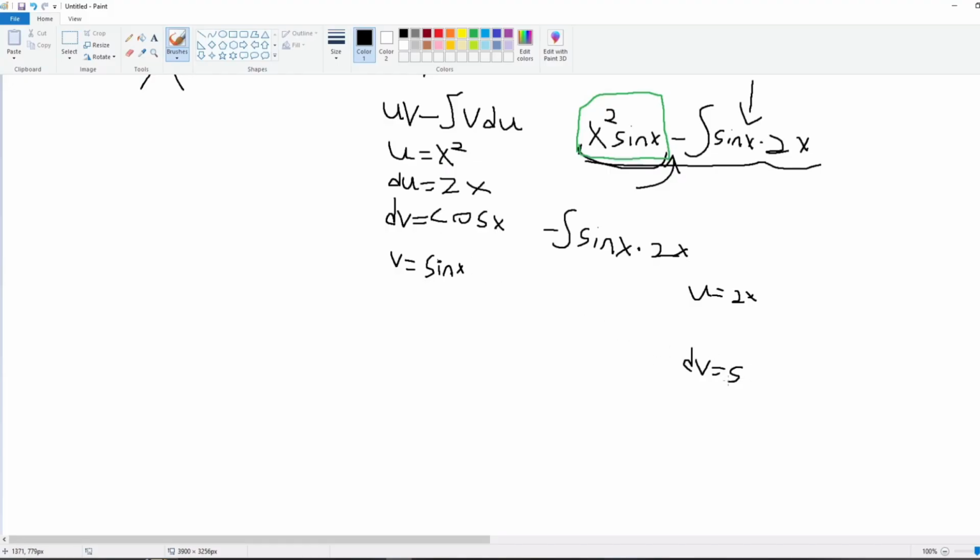It's going to be sine x. This is very good. We're doing very good so far. Now we're going to need to derive u, which is going to give us 2. Yay! And we're going to need to integrate sine, which is going to give us negative cosine.